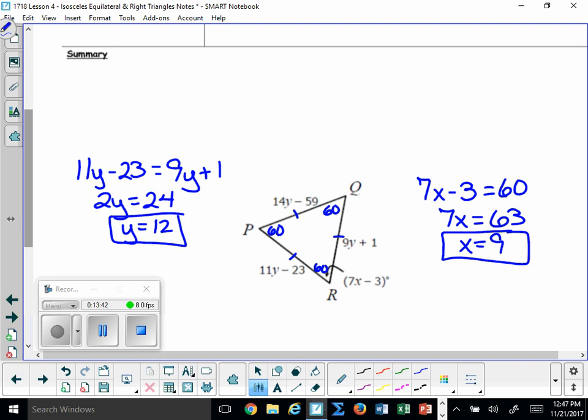Alrighty, so take a moment and write a summary of this lesson. Make sure you include key vocabulary for isosceles and right triangles, and make sure you talk about the theorems, base angles theorem and base angles converse.